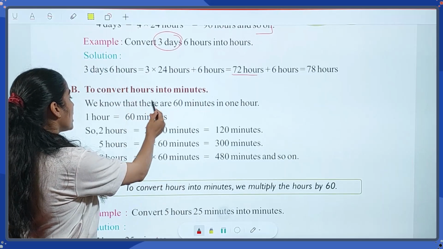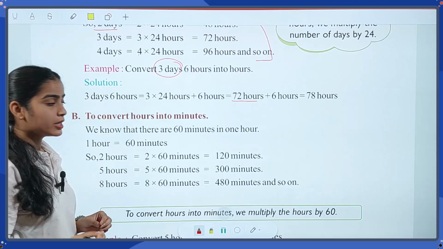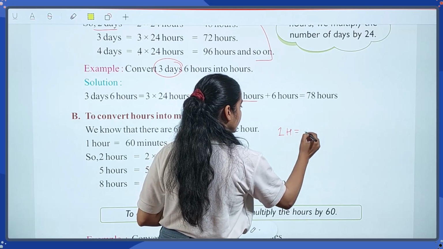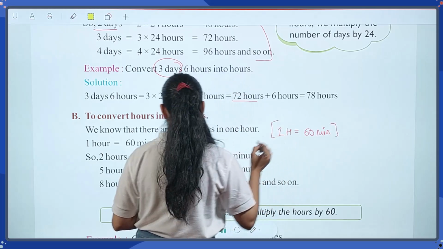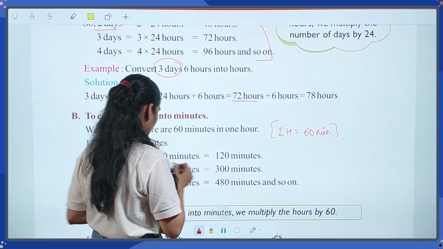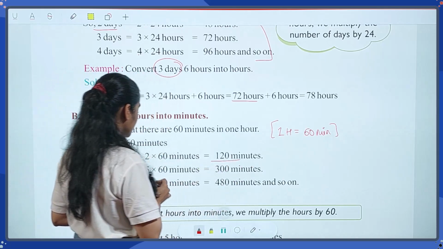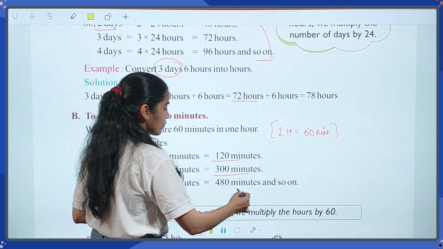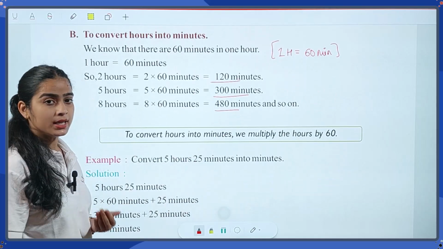Next, to convert hours into minutes, first of all we have to understand the relation between hours and minutes. So 1 hour is equal to 60 minutes. So 2 hours is equal to 2 multiplied by 60, 120 minutes. 5 multiplied by 60, 300 minutes. 8 multiplied by 60, 480 minutes. To convert hours into minutes, we multiply the hours by 60.